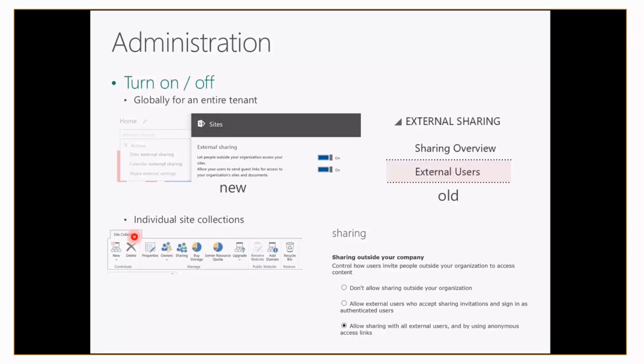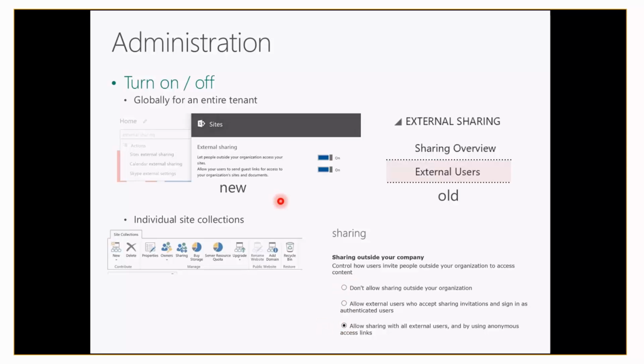And then individually you can go through each of the site collections, select them, and change the setting here, where you can disable or enable external sharing, authenticated or anonymous. Basically, if you click on the second one, you only have authenticated users. The third one is authenticated users and anonymous users.